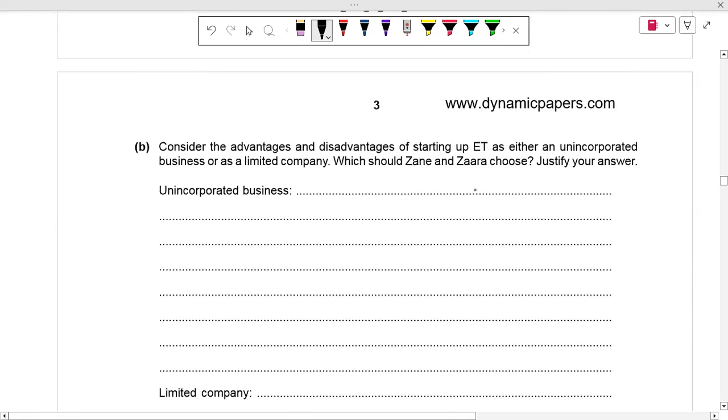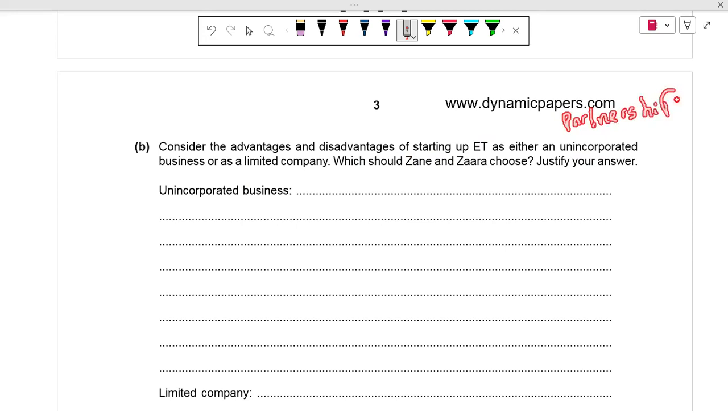Okay, so after that we have part B, and consider the advantages and disadvantages of starting up as either an unincorporated business. Unincorporated business means a partnership. Okay, partnership business. Or as a limited company, which should Zane and Zara choose?